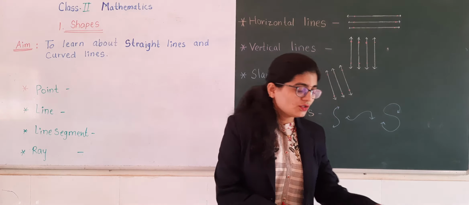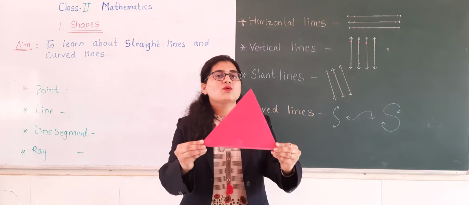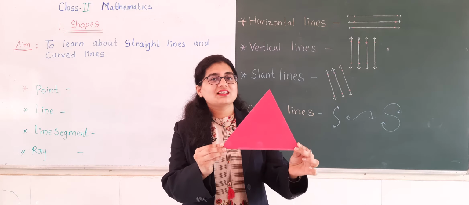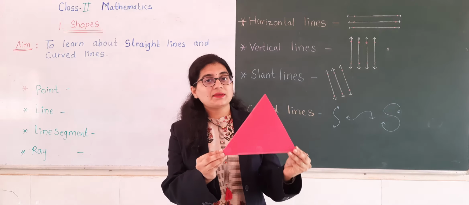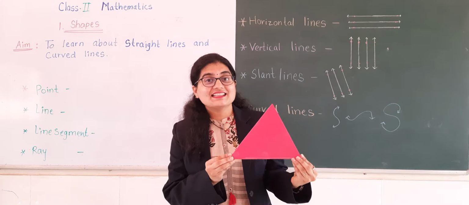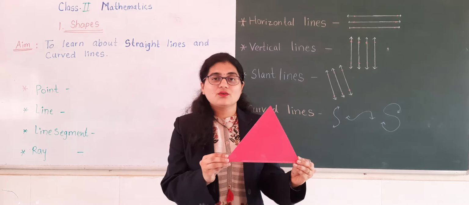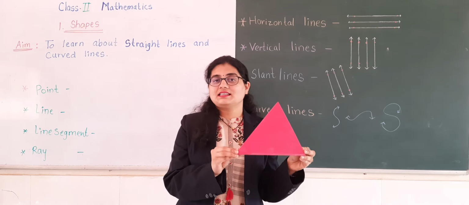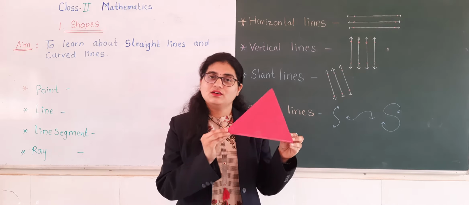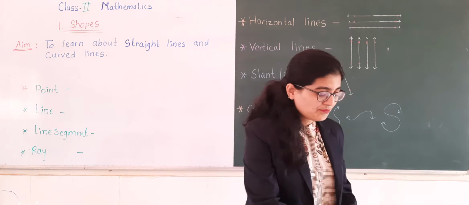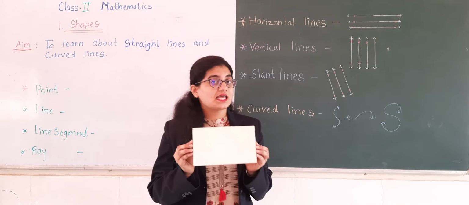Good. Tell me, students, what shape is this? Do you know what shape this is? Yes, very good. This is a triangle. Which shape is this? This is a triangle. Right? Then, tell me the next shape.